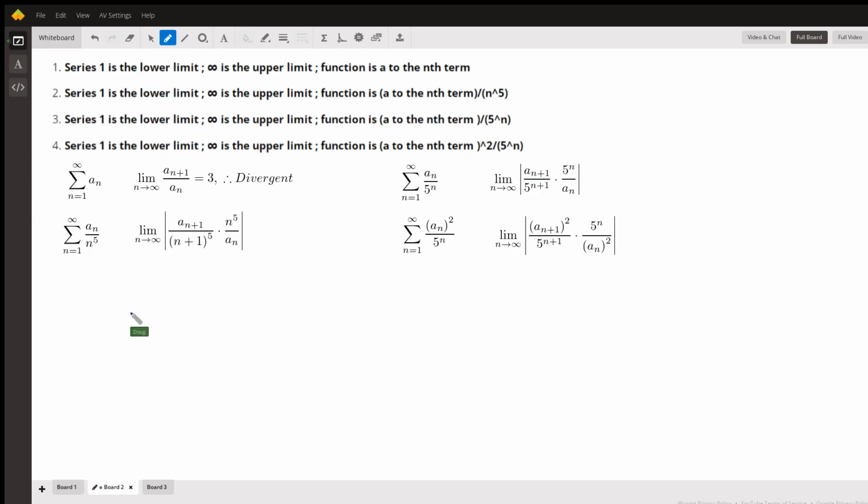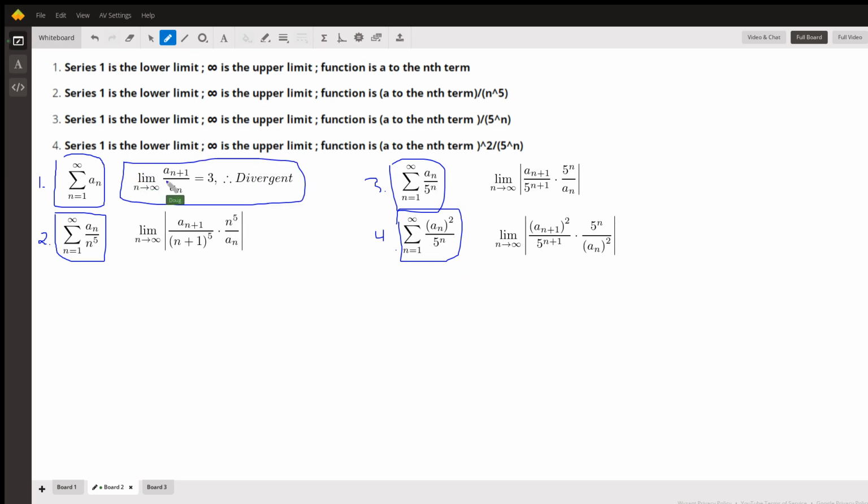Now if we go to board 2, here I've rewritten problems 1, 2, 3, and 4 as to what they represent. This is problem number 1, problem number 2, problem number 3, and problem number 4. And what we're going to do is apply the ratio test. So we've already seen that this one is divergent. That's given because this number is greater than 1.